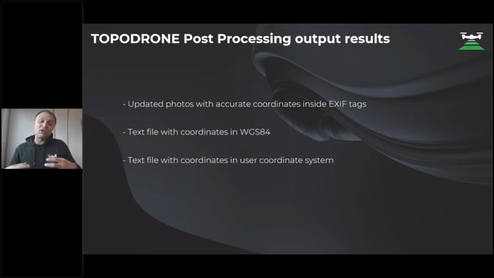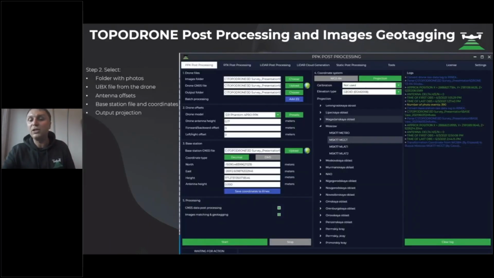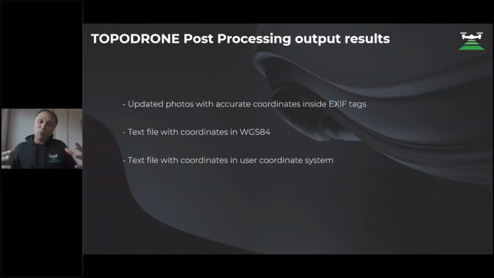After post-processing, you will get a number of photos with accurate coordinates inside of EXIF text. Additionally, we will create text file with the coordinates in WGS84 coordinate system, and a text file with the coordinates in your local coordinate system, which you choose during data processing. Here in the software, there is a possibility to add your own geoid, to add your own coordinate system. As a result, you will get results of post-processing in your local coordinate system as well.